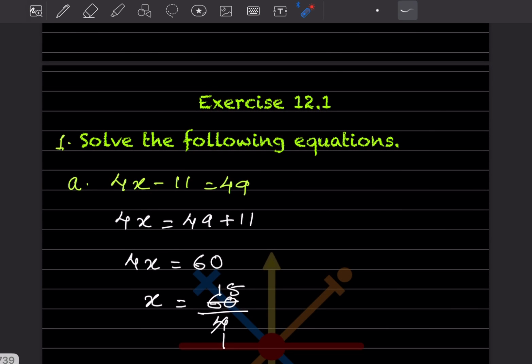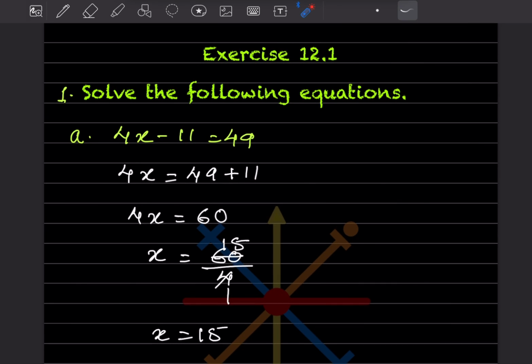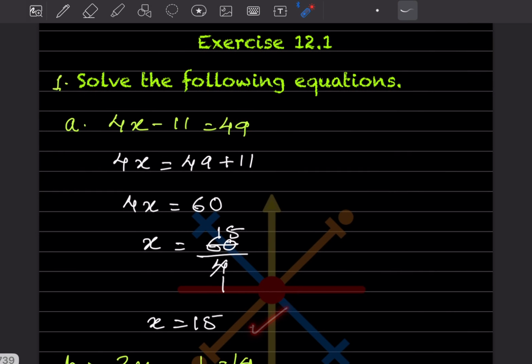So solve the following equations. Here this is the equation given. This is the left hand side and this is the right hand side, because this is the bridge, the equal to sign. Here the 4x will be as it is, and the constant is already on the right hand side. We'll keep it here. But the minus 11 we will bring to the right hand side, so that is going to be plus 11. So 4x is going to be 60. 4x means 4 into x, so x is going to be 60 by 4, which is 15.